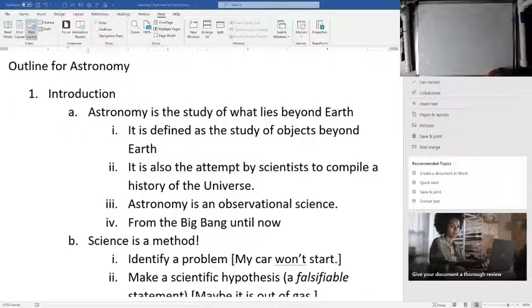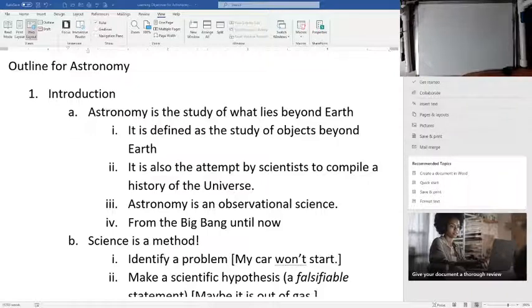So this is an outline for my astronomy class. This is an introduction to astronomy. And so I'm just going to give a brief overview of astronomy and what we're going to be talking about over the next couple of months.